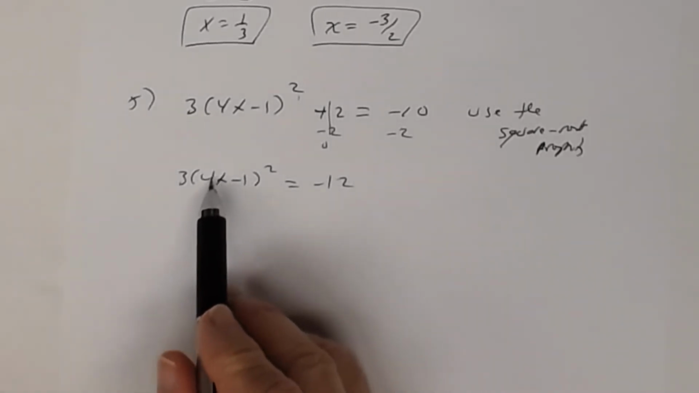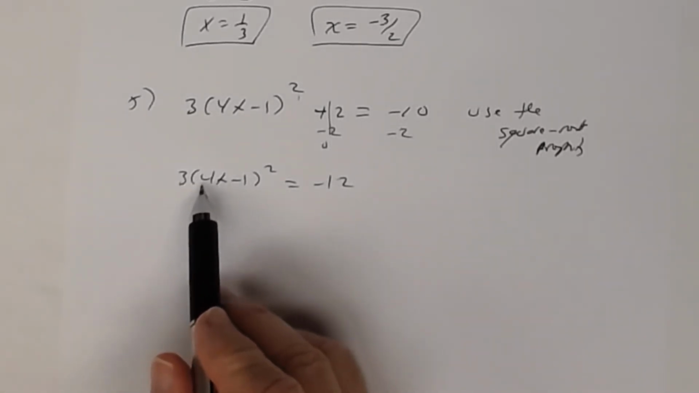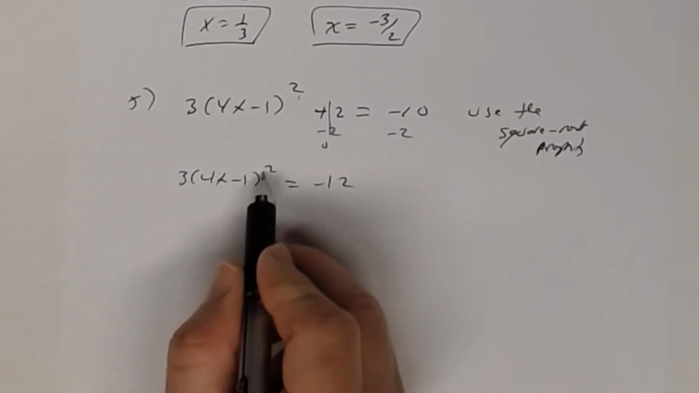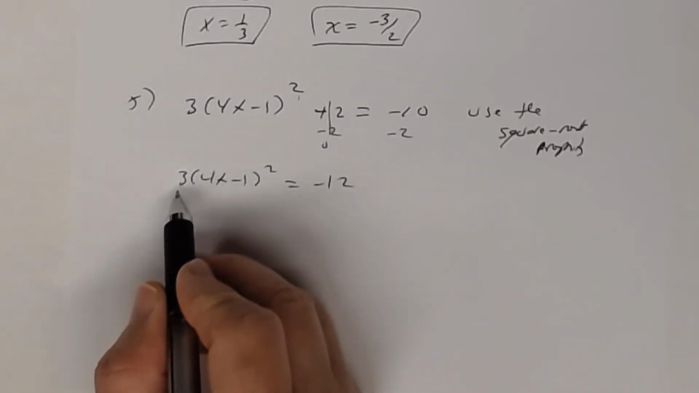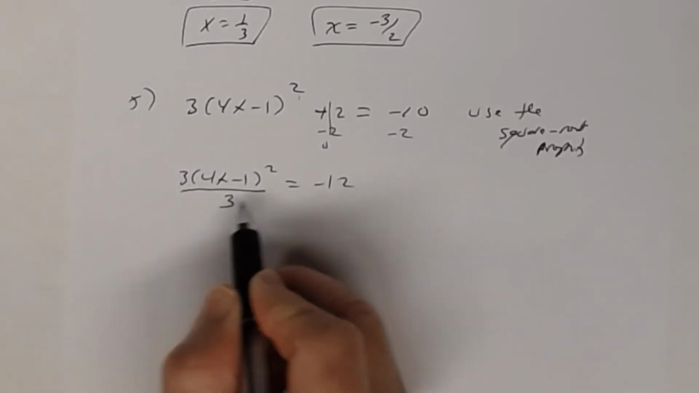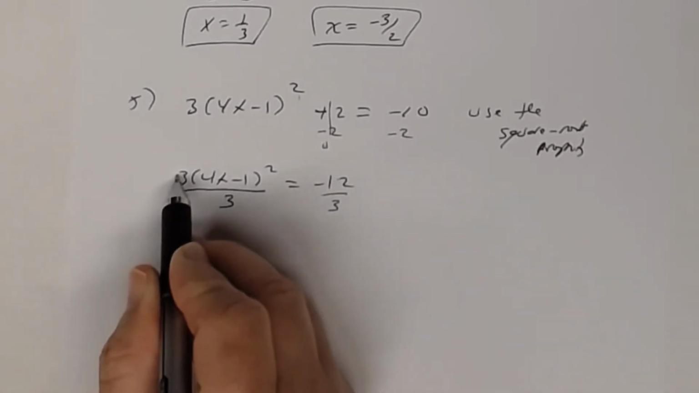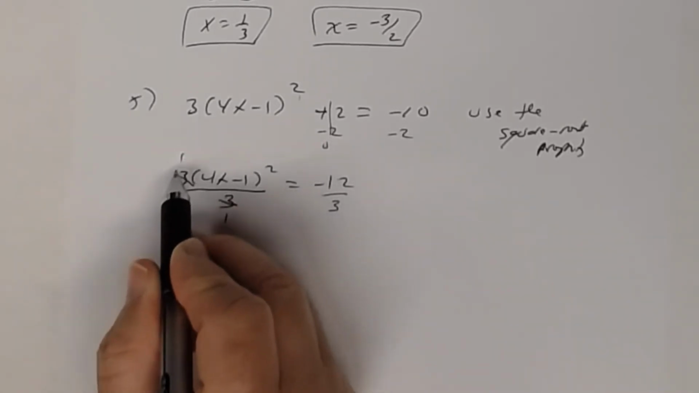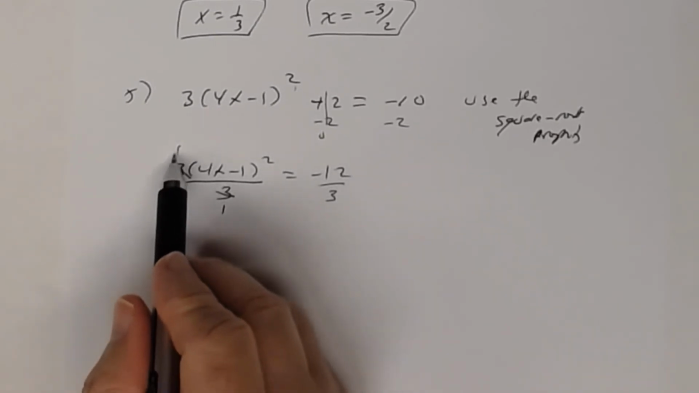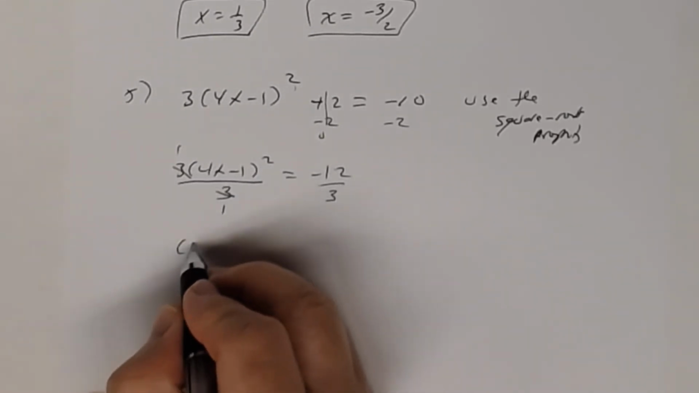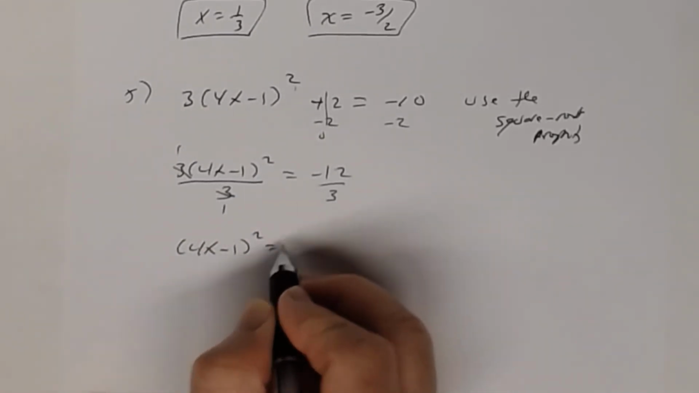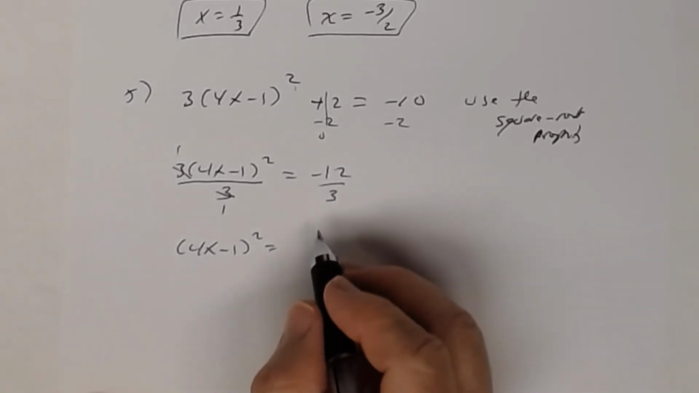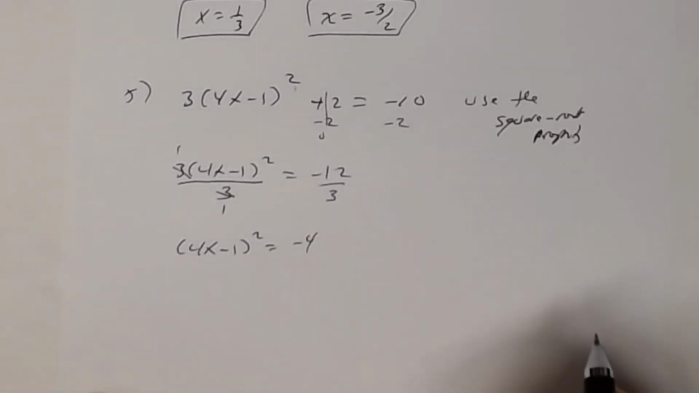So the next thing you want to do, instead of distributing, which you know is not correct anymore, you have this expression that's being multiplied by 3. So the opposite is to divide by 3. That's your next step. And so 3 divided by 3 is 1. Make sure you put factors of 1 here. So you get 1 times (4x minus 1) squared is (4x minus 1) squared equal, and then a negative 12 divided by 3 is a negative 4.